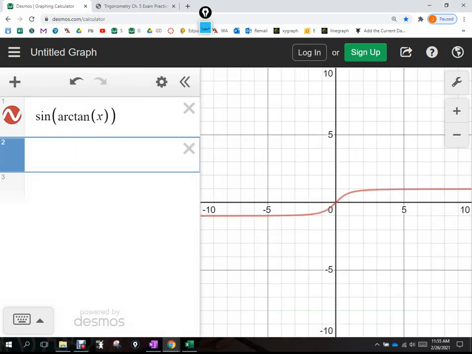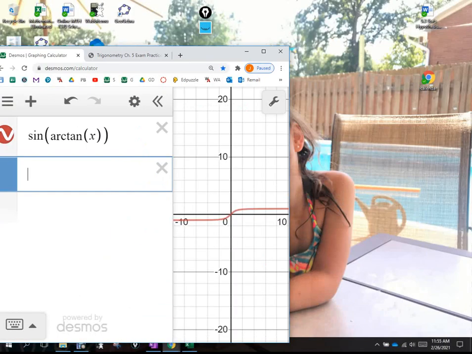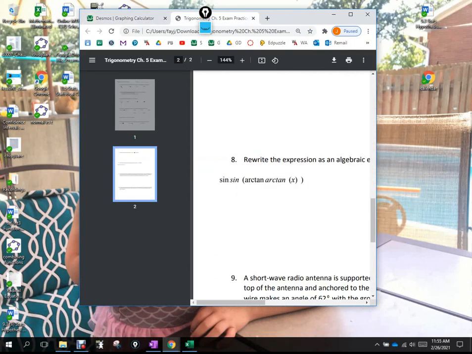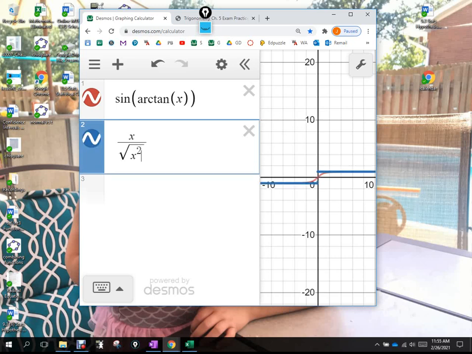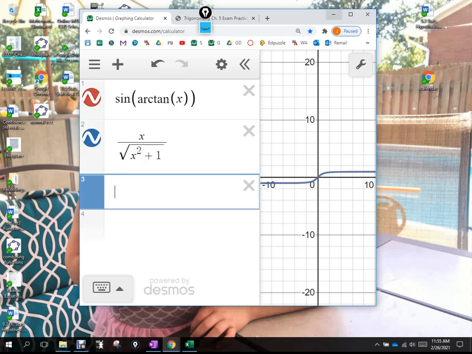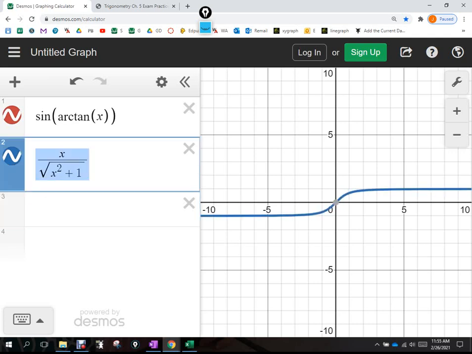If we type in sine of arc tangent x, that is what we wanted, right? Then we've got x divided by the square root of x squared plus 1. Does it give me the exact same graph? And what's nice about this is that relationship changed a trigonometric equation, a transcendental equation, into a purely algebraic equation. Does that make sense? With just x's and y's.